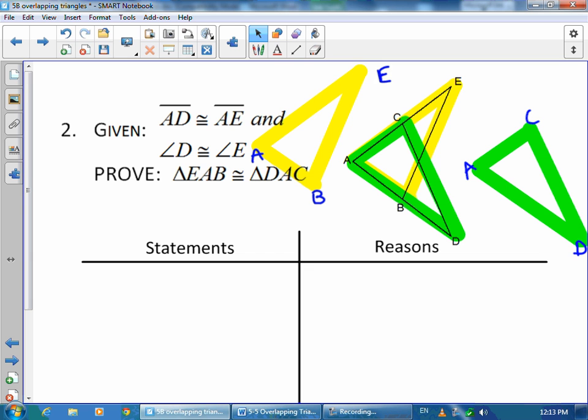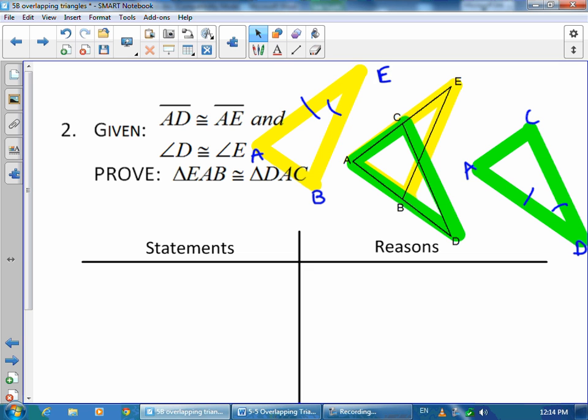So now that they're separated out, it's easier for us to see what we have. They told us that AD is congruent to AE. So here's AD, congruent to AE. And also that angle D is congruent to angle E. Now, we only have 2 things. We have a side and an angle. We still need one more thing.